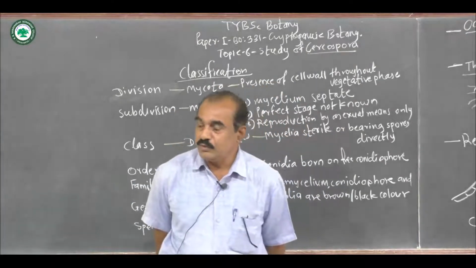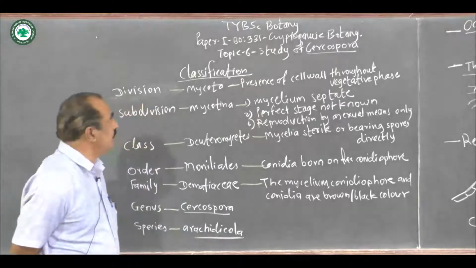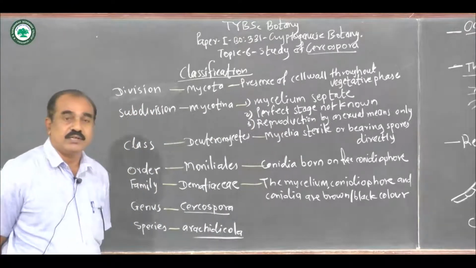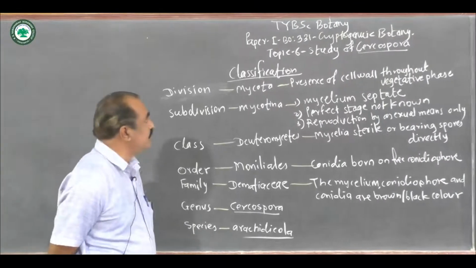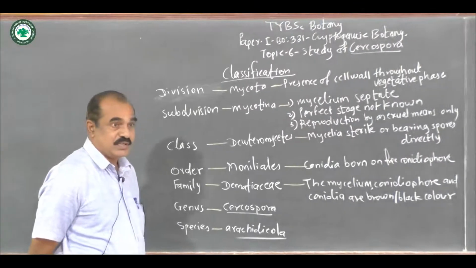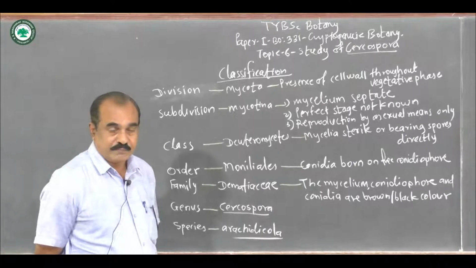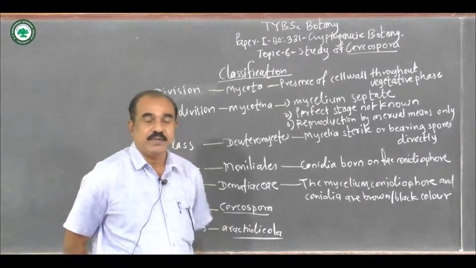So today we are going to study the T.Y.B.Sc Botany, paper first, BO 331, that is the cryptogamic botany. And from this paper, topic number 6, study of Cercospora. So first, that is the classification.